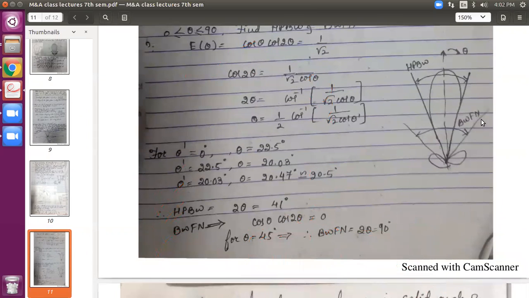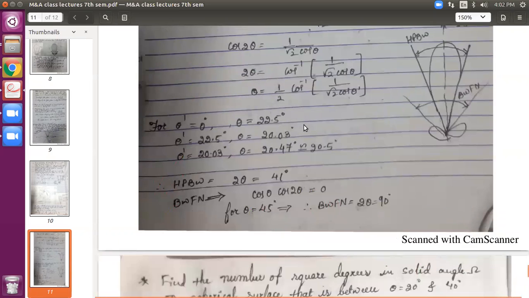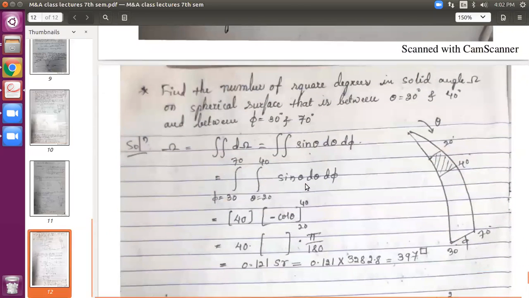Another 1 or 2 problems will complete. Find the number of square degrees in solid angle on a spherical surface which is between 20 and 40, and theta range they have given 30 and 70.